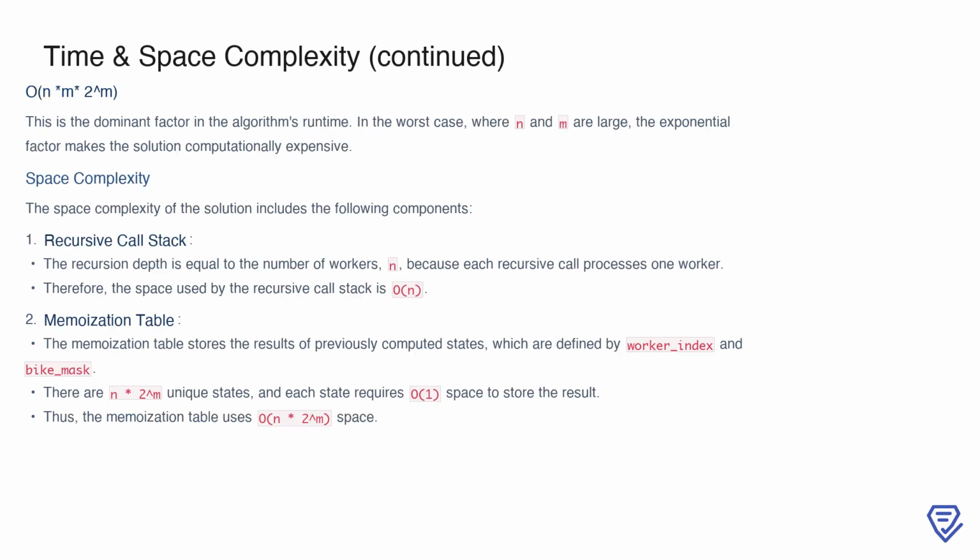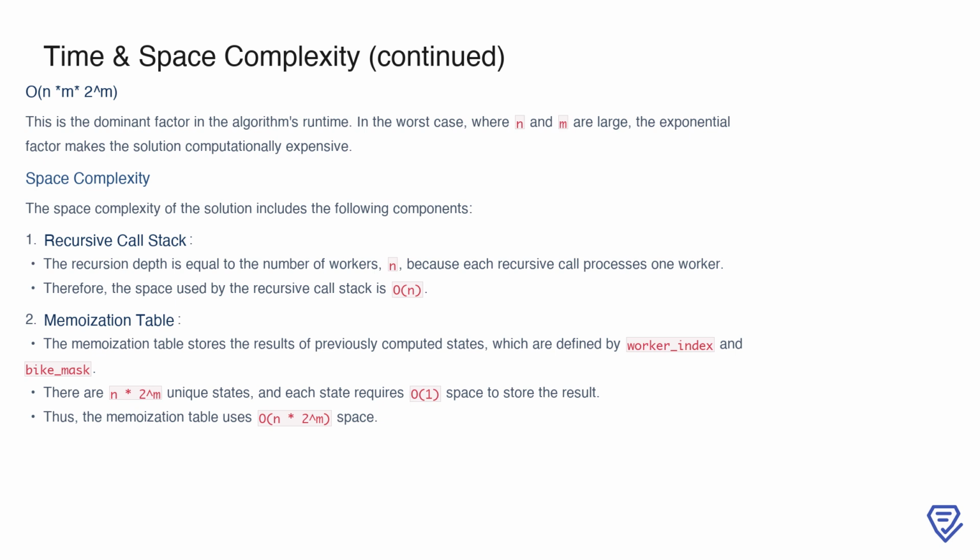The time complexity of n times m times 2 to the power of m represents the dominant factor in the runtime of this algorithm. While the memoization reduces redundant calculations, the exponential factor of 2 to the power of m makes the solution computationally expensive for larger inputs.